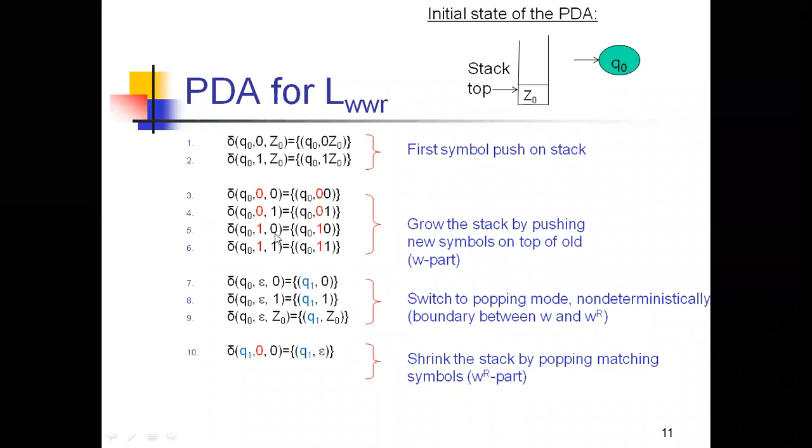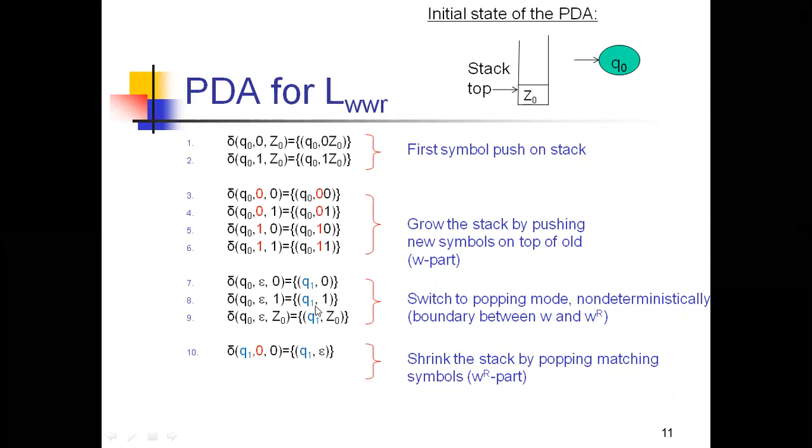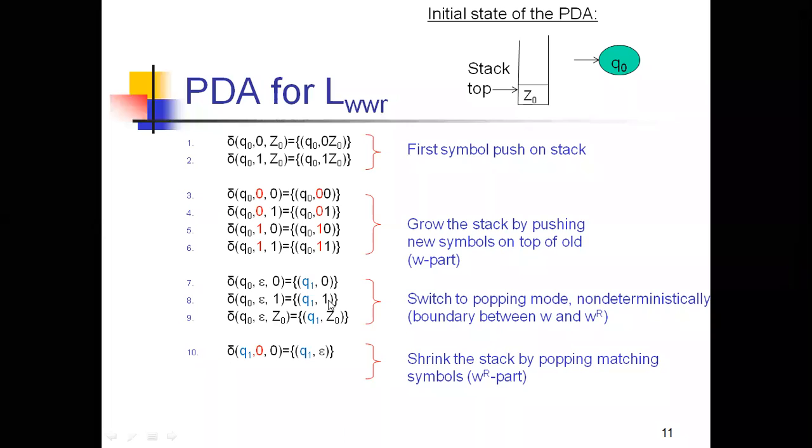So these rules we can call as grow the stack by pushing new symbols on top of the old string part. And if we have epsilon in place of the input alphabet, then how do you need to pop those? How do you need to switch to pop mode? Q naught with epsilon comma 0, then you need to change the state to Q1 and the stack alphabet is 0. That's what you need to write here. Q naught, epsilon, 1. You need to change the state to Q1 and the top of the stack is 1, so you need to write this.